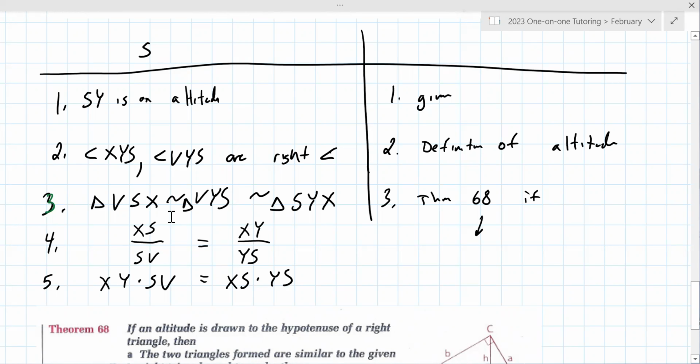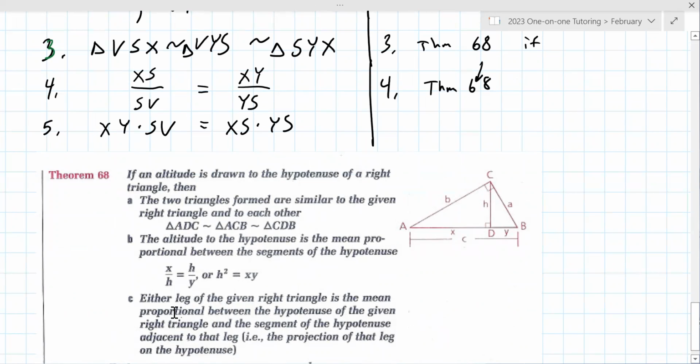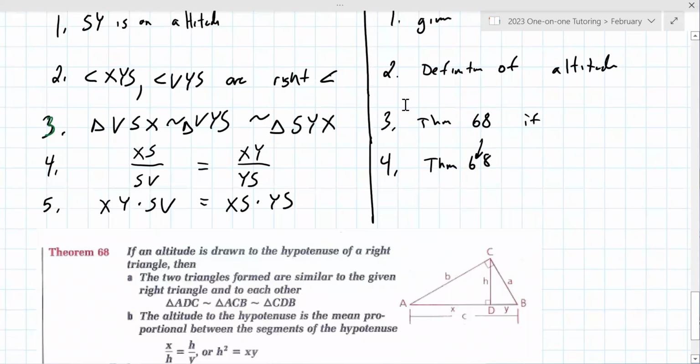Anyway, once you get this here, your reason is Theorem 68, the part of Theorem 68 that says the two sides are proportional. I don't know how you refer to that. Maybe it's the converse of the theorem. And then it's by the definition of similar triangles. And then the last part here is just multiplication or simplify.